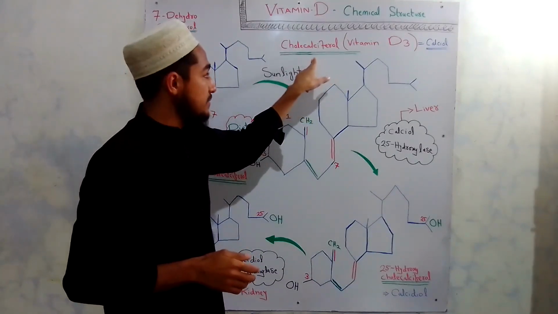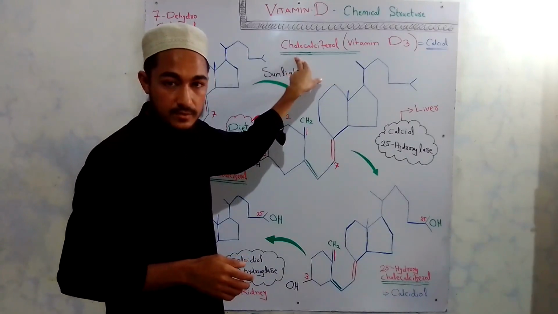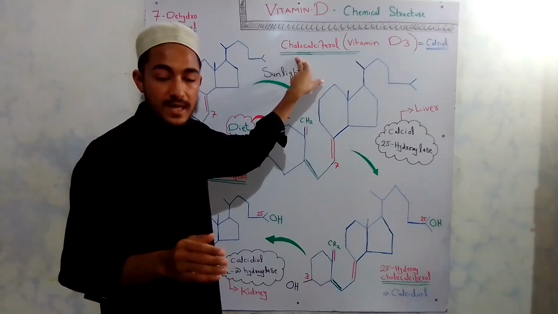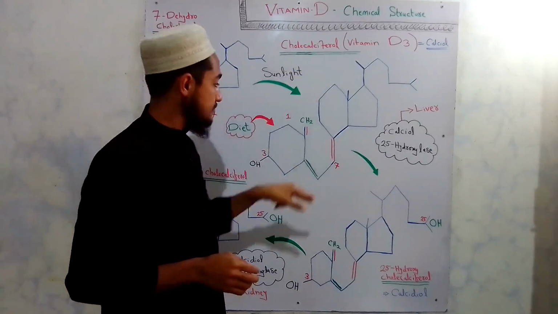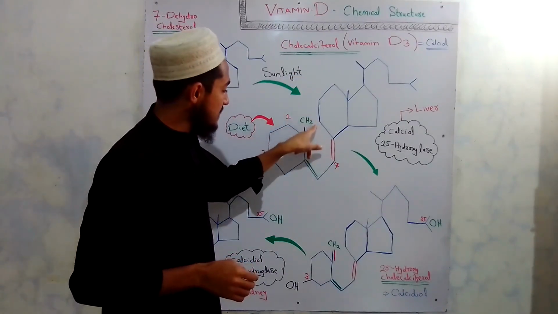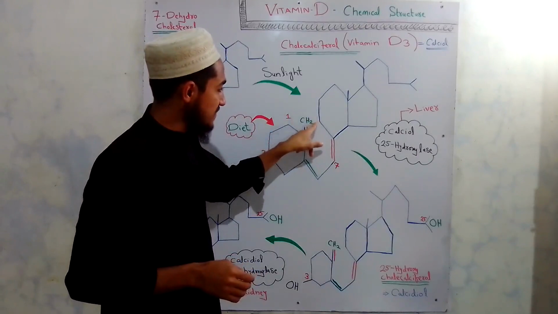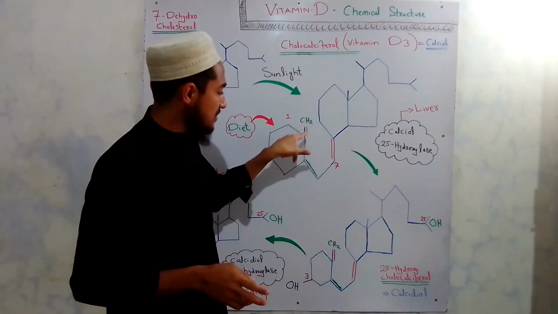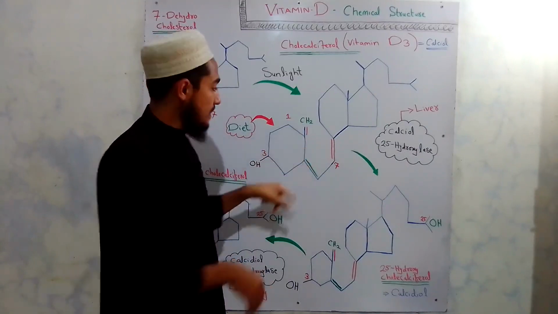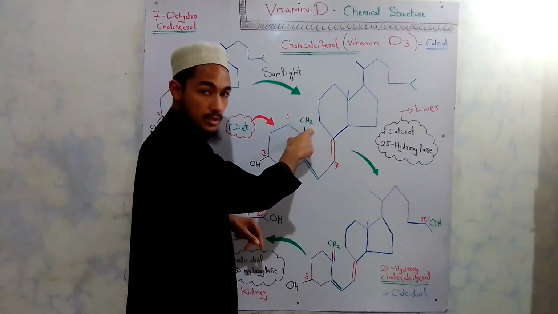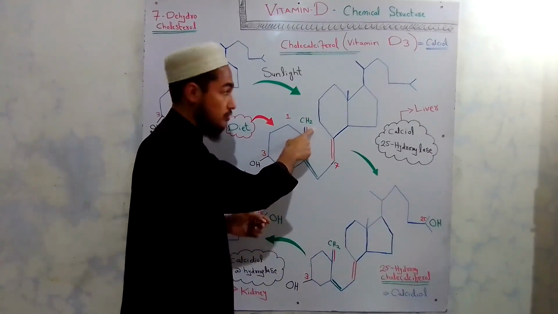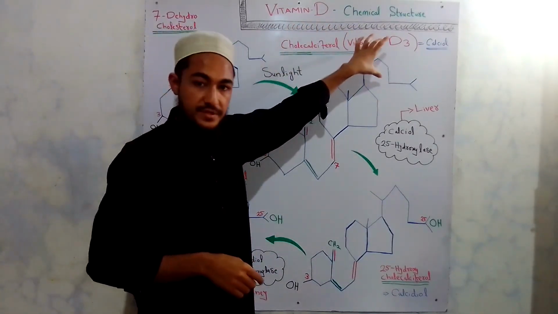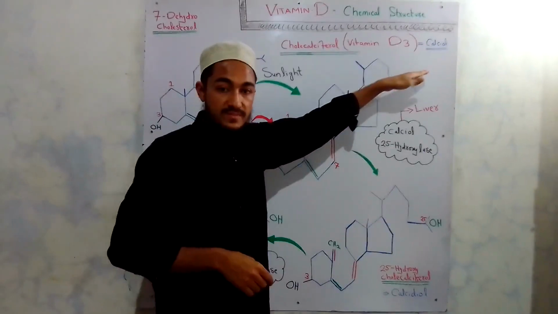The only difference between cholecalciferol and ergocalciferol is that the ergocalciferol has an additional methyl group. One methyl group is attached here in the cholecalciferol. There is the structure of cholecalciferol in the ergocalciferol, and an additional methyl group is attached along this. The cholecalciferol is also known as vitamin D3, and it is also known as calciol.